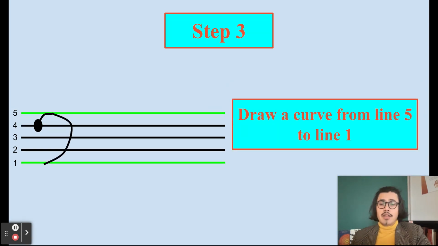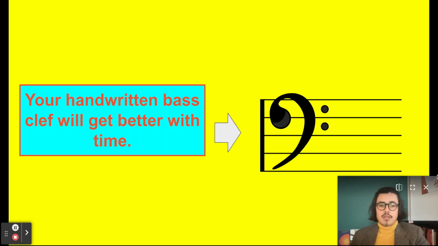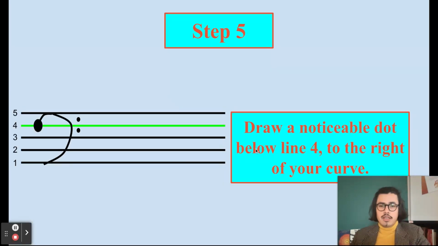Now, the way I made it on the slide is not very pretty, but it represents normal handwriting. Then you're going to have a dot above the fourth line, which is highlighted in green, and then another one below it. Now that green line that you see here is going to be the F note. Anytime you place a note on that, that's the F note. So the letter F is literally indicating to you where the F line is.